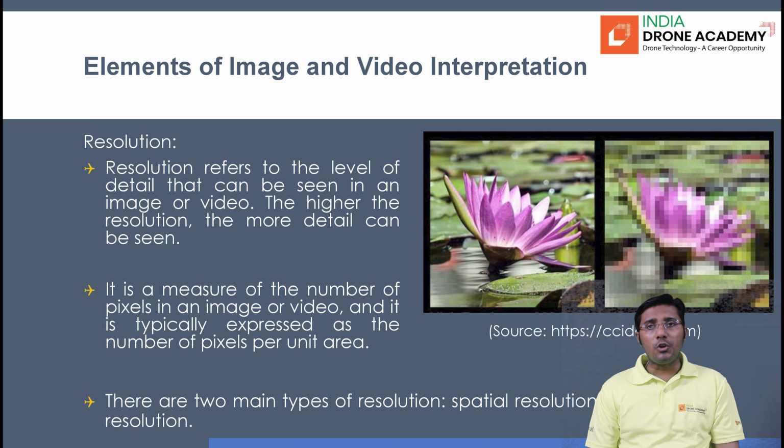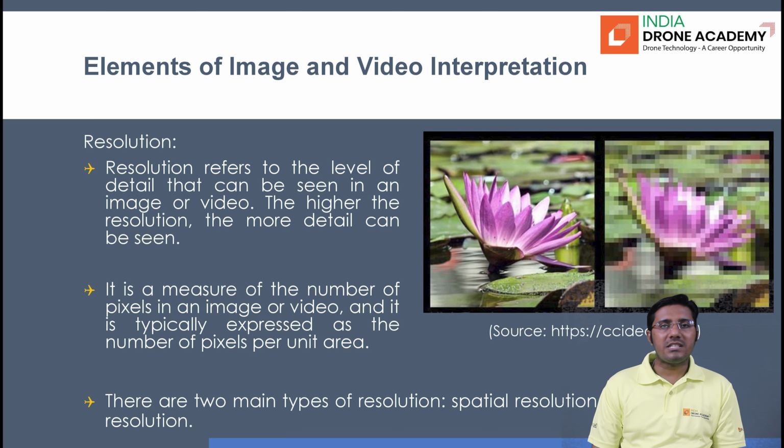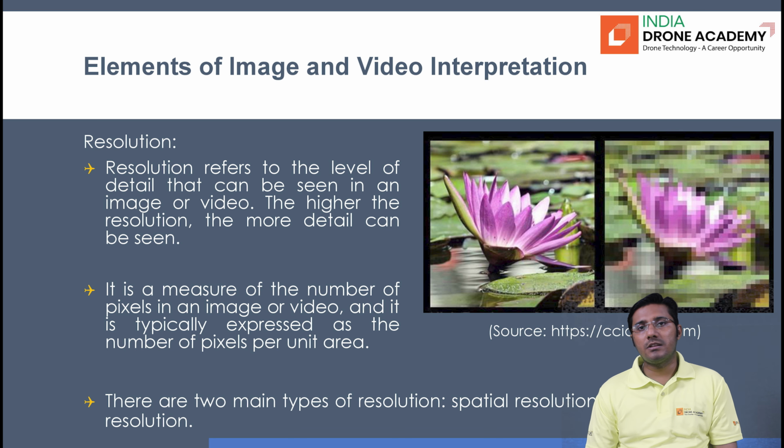Resolution can also be defined as a measure of the number of pixels in an image or a video, and it is typically expressed as the number of pixels per unit area. There are two types of resolutions. One is the spatial resolution and the other is spectral resolution. In the image on the screen, we can see how a lesser number of pixels belongs to a low resolution image and how a higher number of pixels in an image defines a high resolution image.